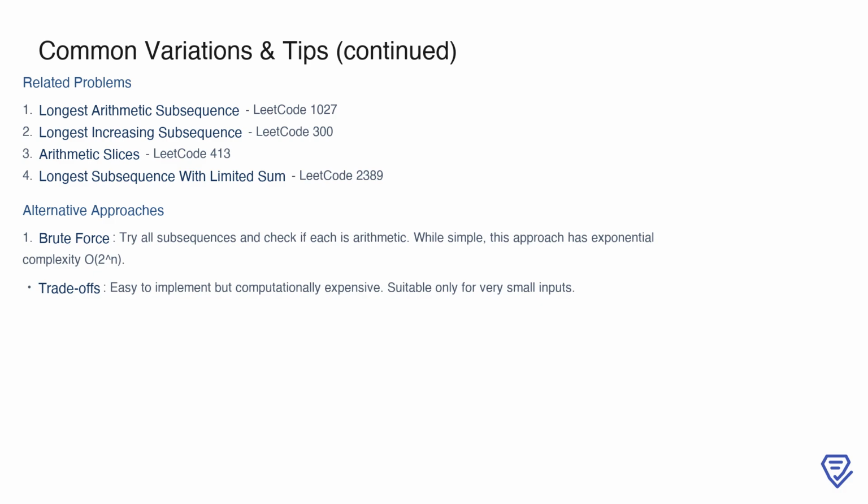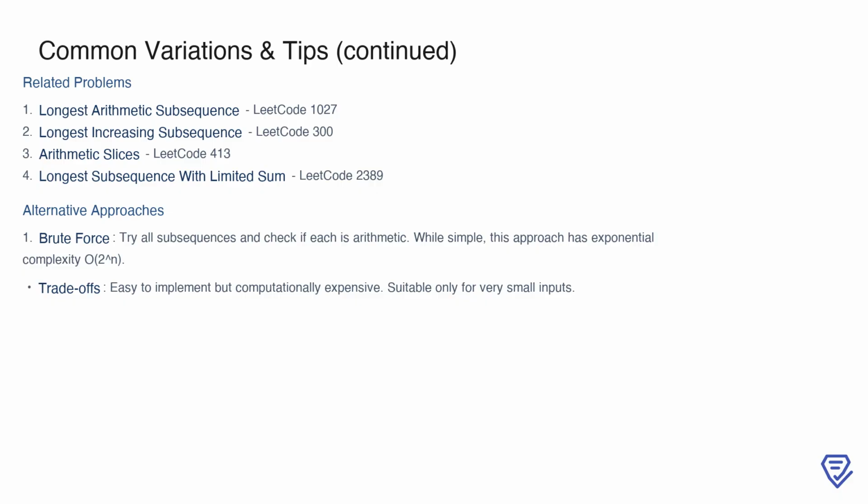This problem has connections to several related problems, which can help deepen your understanding of the underlying concepts. For instance, LeetCode 1027, which is the problem we're discussing, focuses on the longest arithmetic subsequence. Similarly, LeetCode 300 deals with the longest increasing subsequence, which has parallels in its use of dynamic programming. LeetCode 413, Arithmetic Slices, is another related challenge, as it also involves identifying arithmetic patterns, but with stricter constraints. Finally, LeetCode 2389, Longest Subsequence with Limited Sum, adds a different twist, focusing on subsequences under a sum constraint.